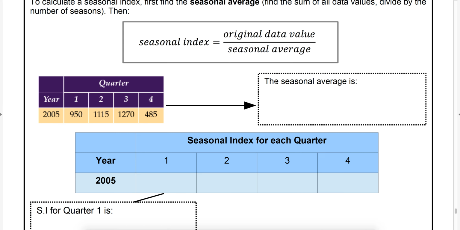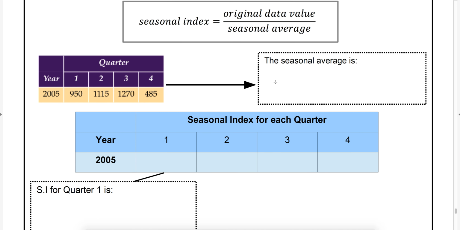All right, so let's have a go with this one here. We've got 2005 data. There are the 4 pieces. It's clearly quarterly data. What we want to do is first find the average of that. So the seasonal average is going to be 950 plus 1115 plus 1270 plus 485, and that's divided by 4. So grab your calculator out. You can do this as well. I'm going to quickly do it now on mine. And we get 955. Okay, so that was our seasonal average.